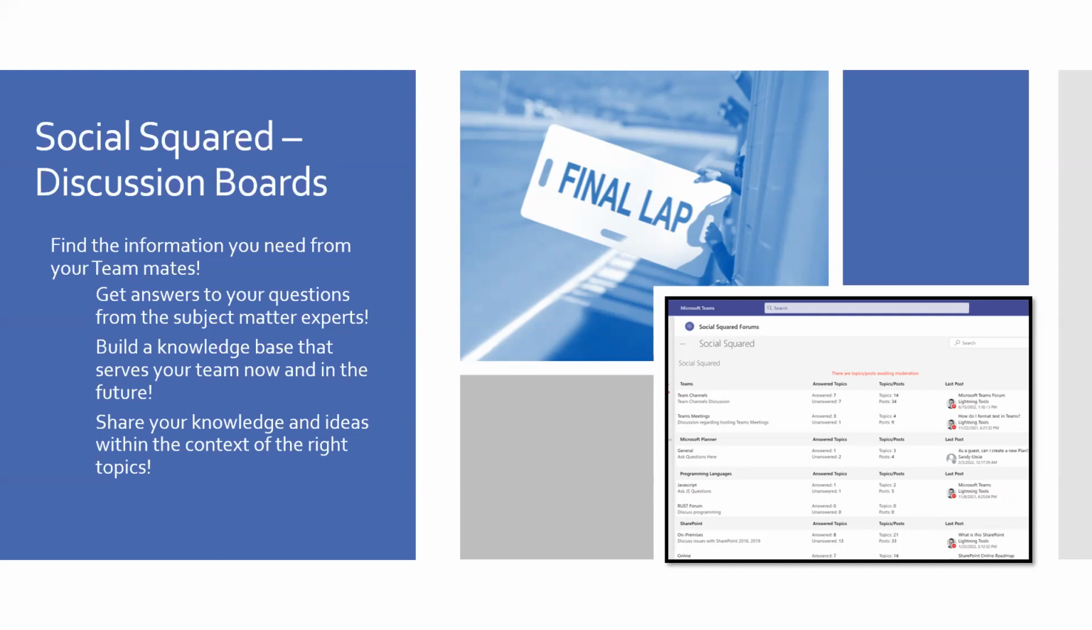We can build out different forum groups and different forums with Social Squared, which allows us to get deeper into conversations and categorize those conversations. If you imagine this scenario, and we'll have a look at it in just a moment if you can't see the screen too well, in the screenshot we've got some different forum groups where people can ask technical questions about Teams, about Planner, about programming in different programming languages, or maybe about SharePoint.